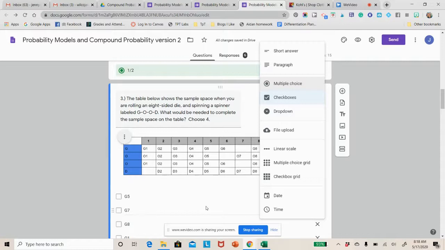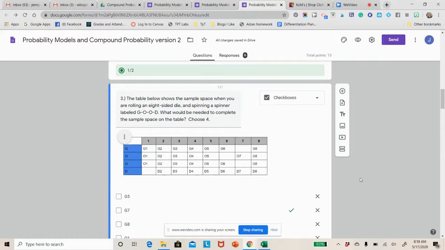So that's how you can deal with the checkbox question, because it is self-checking, but like I said, you might not be quite satisfied with how Google does the checking on that.